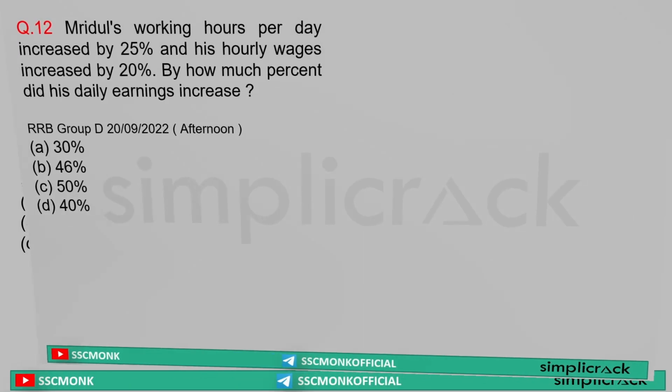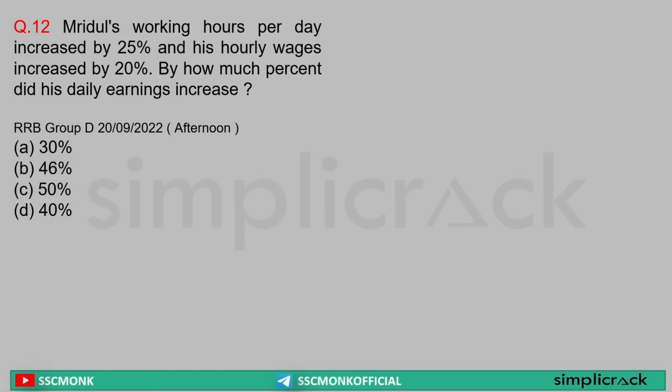Next. Mridul's working hours per day increased by 25%. His hourly wages increased by 20%. By how much percentage did his daily earning increase? Sir, 25% increase, so plus 20% again increase. So plus 25 into 20 by 100, that is plus 25 into 20 is equal to 500 divided by 100 is equal to 5. So this is equal to 50%. Everything is plus, so it is an increase of 50%.